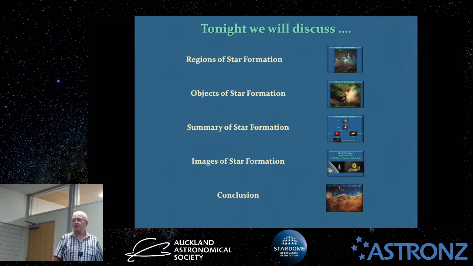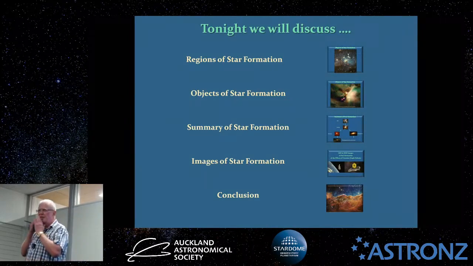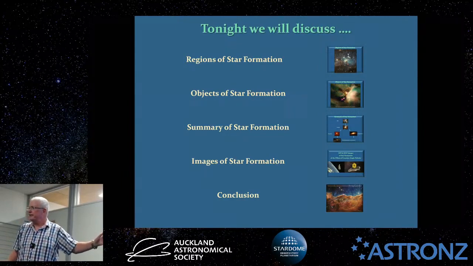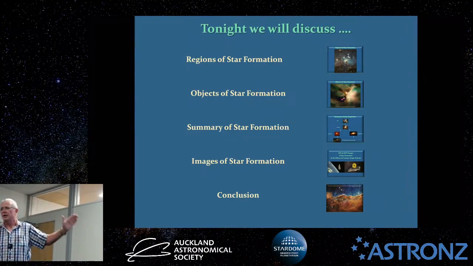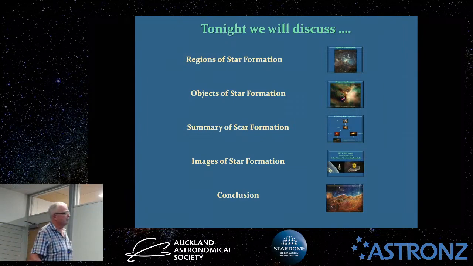Okay, so that's regions of star formation. Those are the places where you think, I wonder where the stars could be forming, where we could have come from. We would have come from a region like that. So there are some features there you can look out for. If you see those features, you know you're looking at a region of star formation.